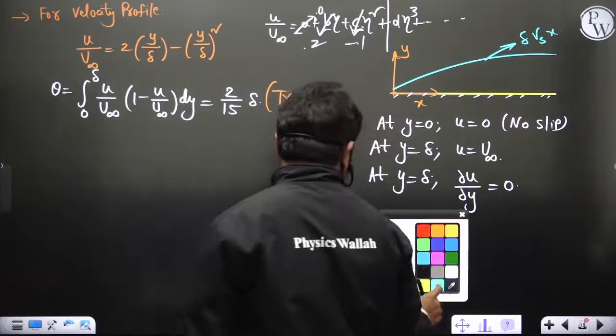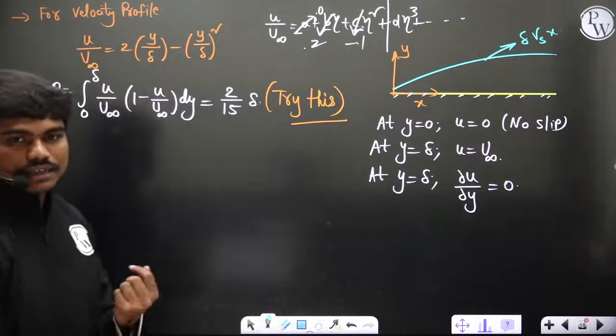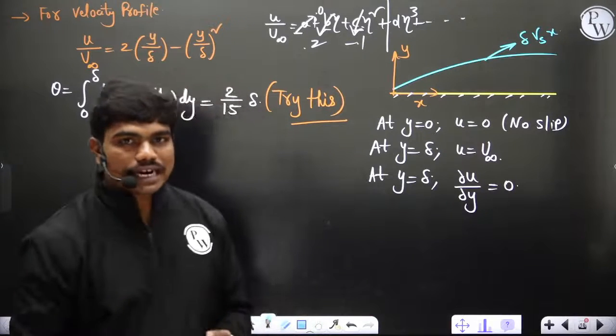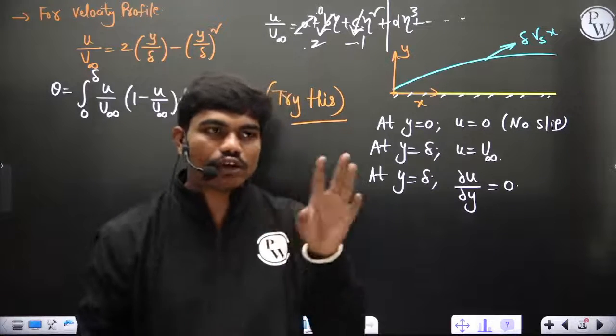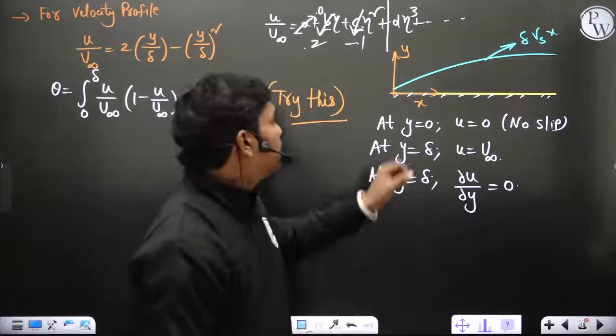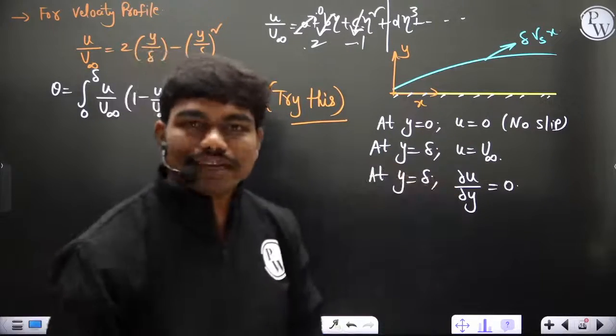Now, why I'm talking about theta so crucially is that your ultimate idea is to calculate delta in terms of system parameters. Not just conceptually that it depends on delta, but practically, if there is a flat plate and fluid flowing, what are the things you can identify?